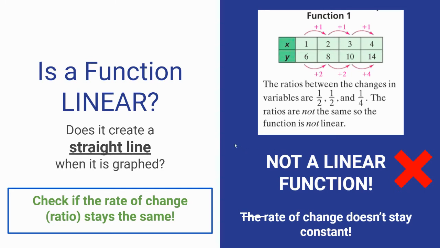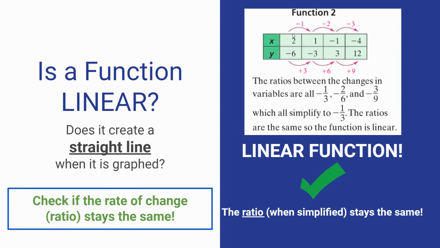And we talked about that, oh, wow, before Christmas. And this one here, -1/3, -2/6, -3/9, they all simplify to -1/3. Therefore, this would be a linear function. And it does create a straight line as a linear function.